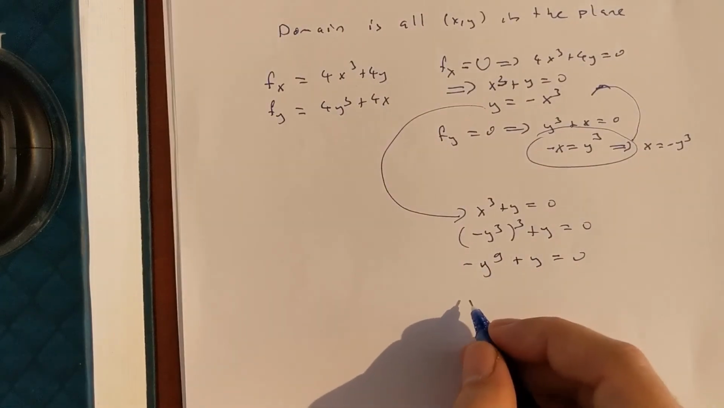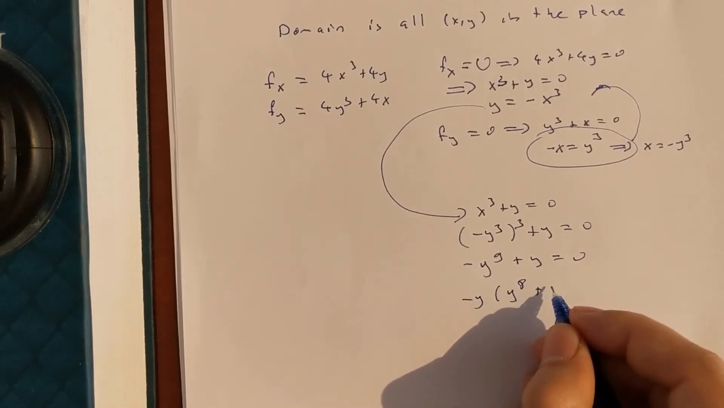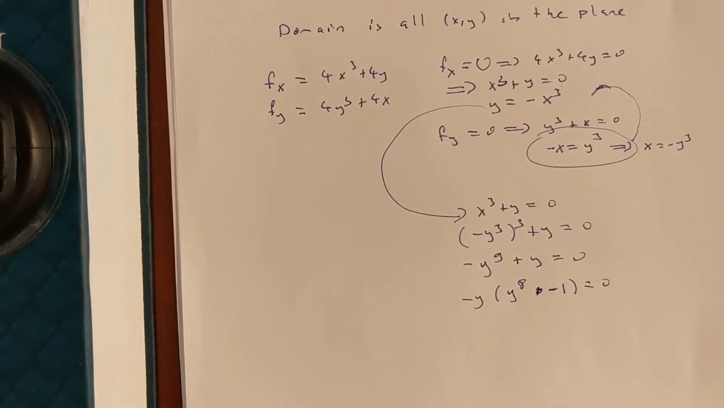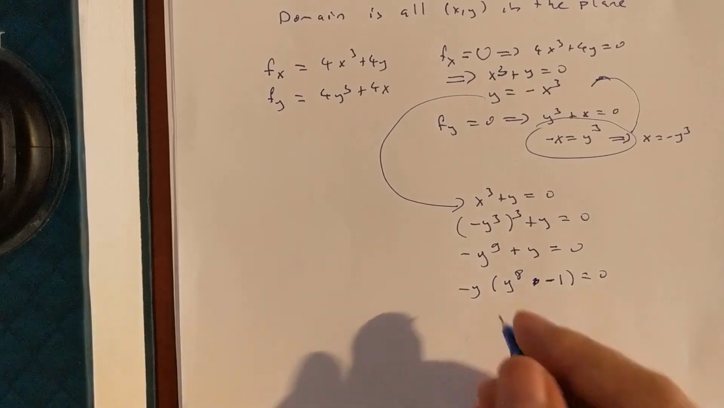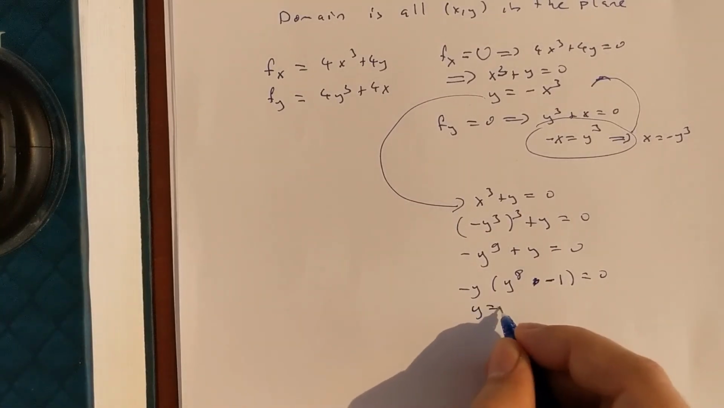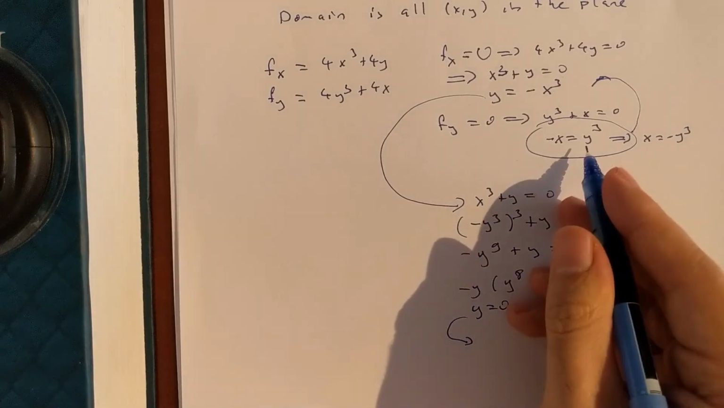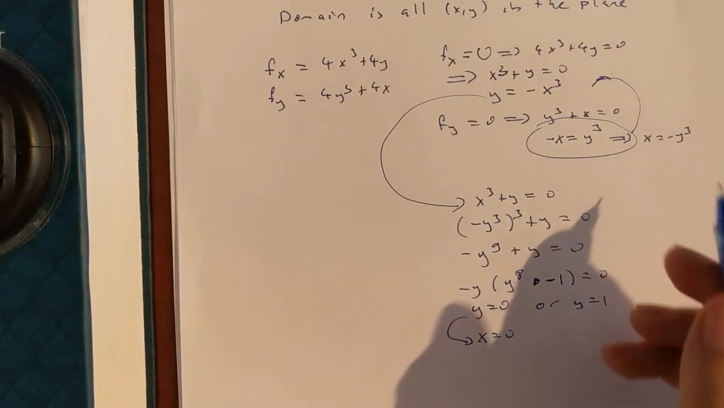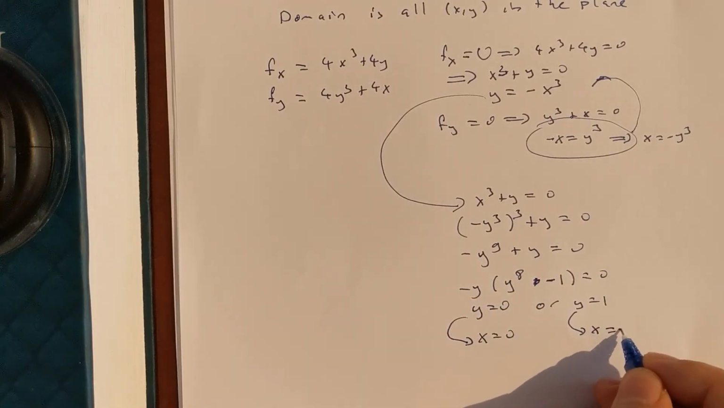So let's factor out the minus y. We get minus y times y to the 8 minus 1 is equal to 0. Okay, so there are going to be two solutions, obviously. y equals 0 or y equals 1, right? So when y is equal to 0, from this equation here, we're going to get x is equal to 0. When y is equal to 1, we're going to get x is equal to minus 1.